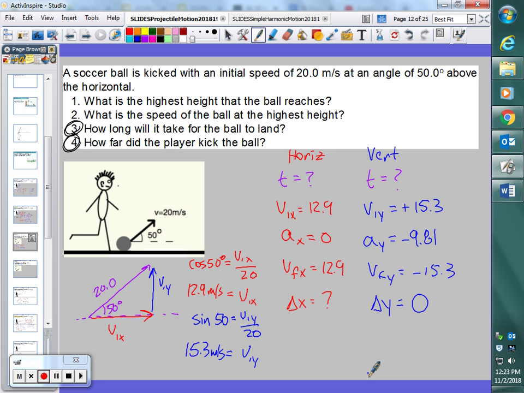Again, just like we did in the previous problem, because this object lands at the same level that we kicked it from, its displacement on the y-axis is going to be 0, and its final velocity on the y-axis is just going to be exactly opposite of the initial velocity on the y-axis. Remember, though, that only applies when we are landing at the same level that we launched from. Okay? Now you have lots of options for finding the time using your vertical components. Pick one and solve for the time.